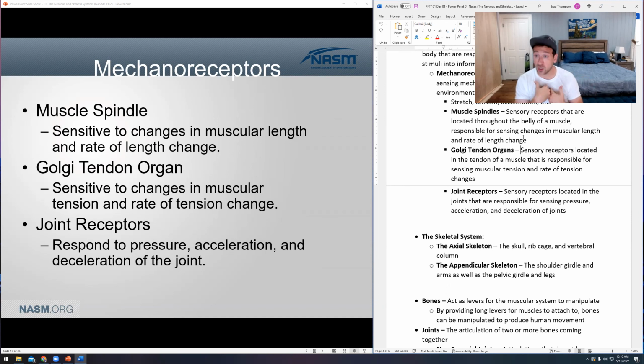Mechanoreceptors are what we're going to spend most of our time talking about. There are other ones out there, but the ones we're going to talk about are muscle spindles, Golgi tendon organs, and a general category we're just going to call joint receptors. There's actually a lot of them.